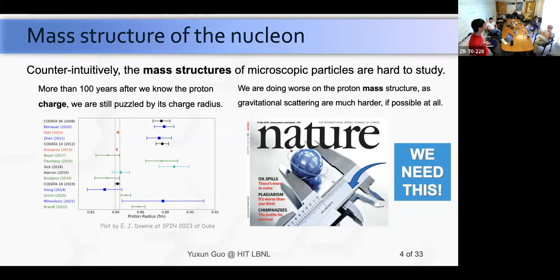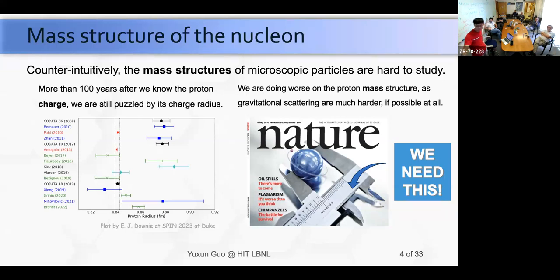And for the gravitational structure, for mass structure, we're doing even worse, because doing electromagnetic scattering is relatively easy, whereas doing gravitational scattering with a nucleon is almost impossible. So apparently, at this point, it's hard to get even a single point like we had on the left-hand side.